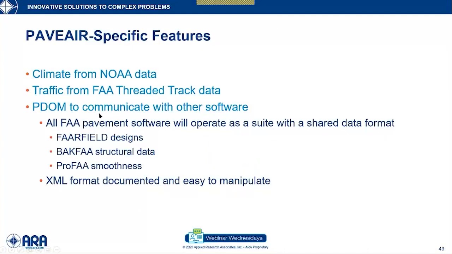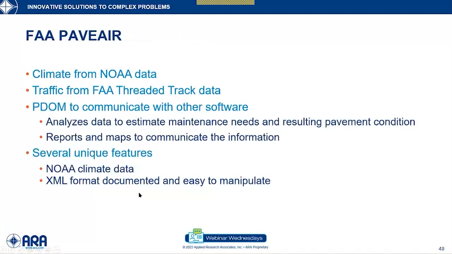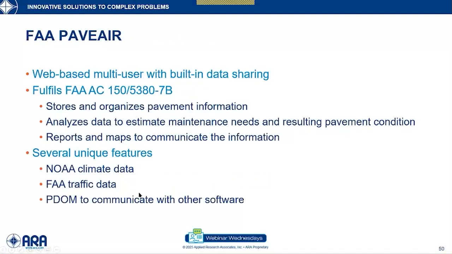So again, some PAVEAIR-specific features kind of highlight these. The climate, which is from NOAA data from an AWOS on your airport. Traffic comes from ADS-B, radar-type data into a threaded track data. And then the PDOM, which allows it to communicate with other FAA software. We've also found that this XML format is easy to understand and edit, so we've been able to do other things like use it for direct entry of data from, say, an image-based survey system, that sort of thing. So just to kind of summarize, what is FAA PAVEAIR and what have we covered today?